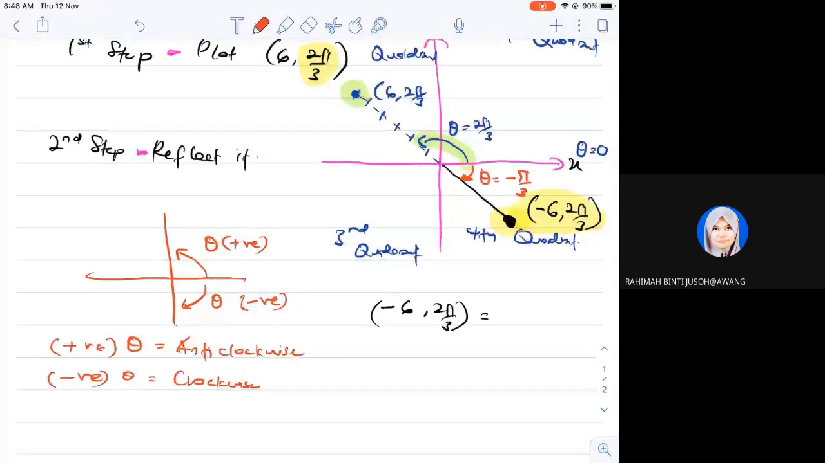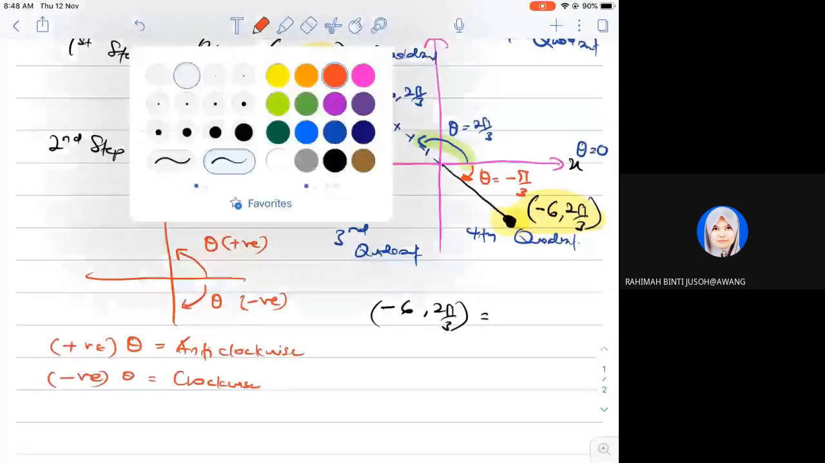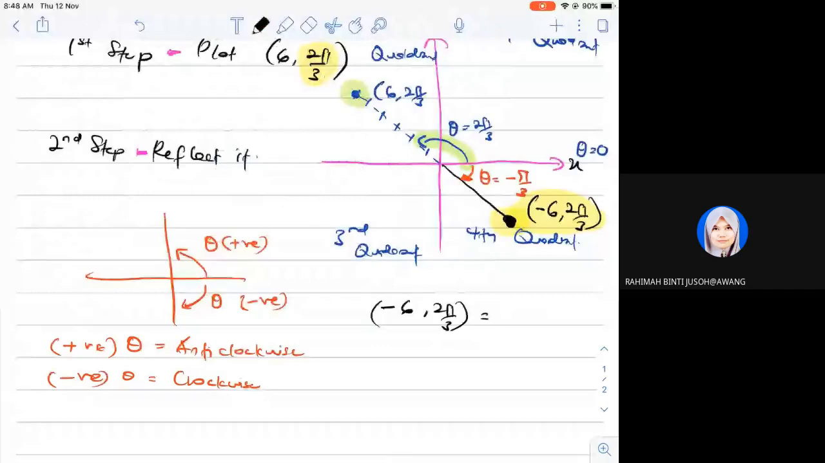So we can write the same point, the same coordinate here, as positive 6, negative pi over 3. What are the other coordinates? It is also equal to what? There are many.